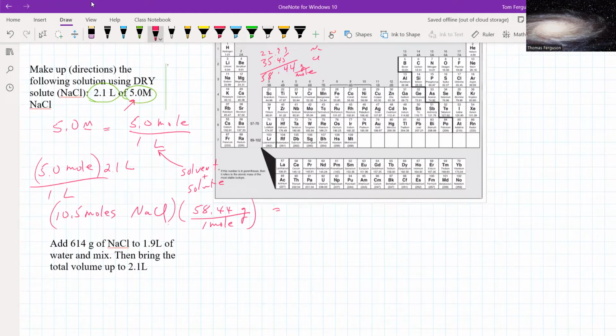So I just put on here, add 614 grams of sodium chloride to 1.9 liters of water and mix, then bring the total volume up to 2.1. Your final volume is adjusted at the very end. You don't put your total amount in at first. And this counts for both dry and wet mixing problems. Okay, so does this make sense? Two-step problem.